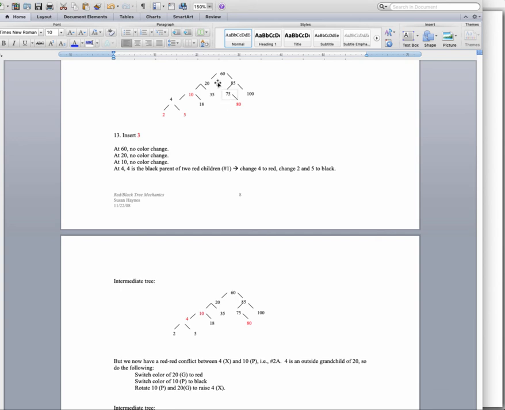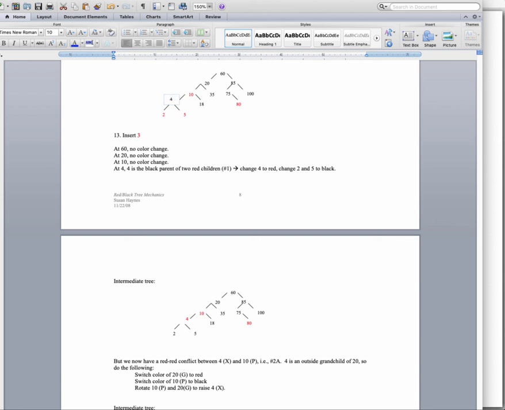Okay, so starting with this tree now, we are asked to insert a 3. So let's take a look at what's going on up here. I have the 60 and there's no violations. I come down here to the 20 and there are no violations. I come down here to the 10 and there are no violations.